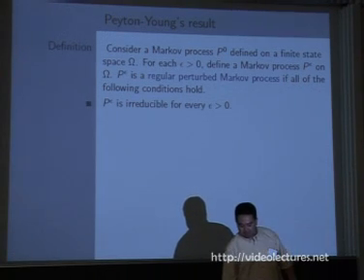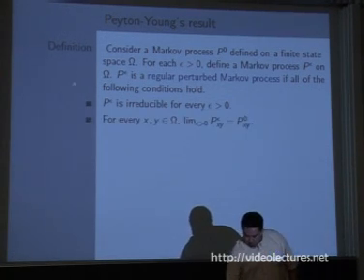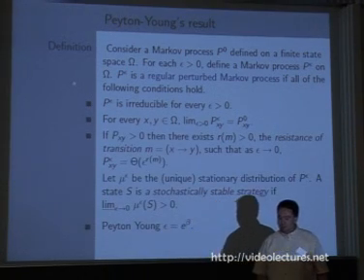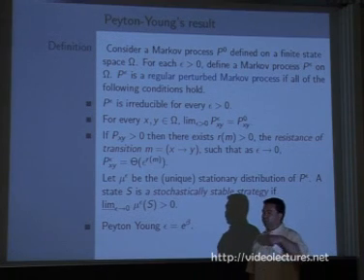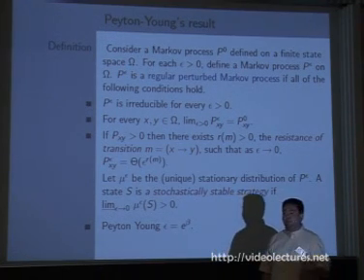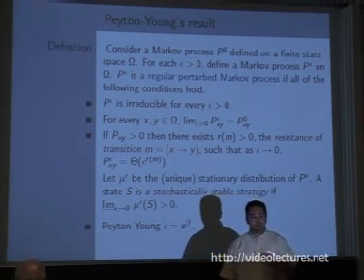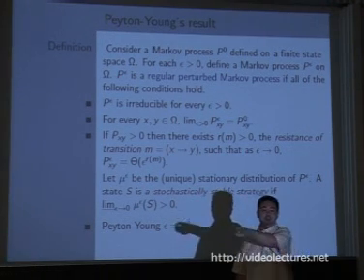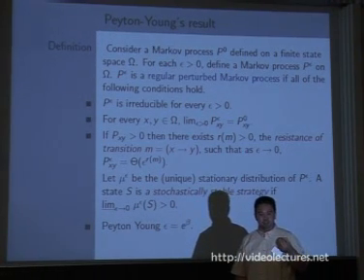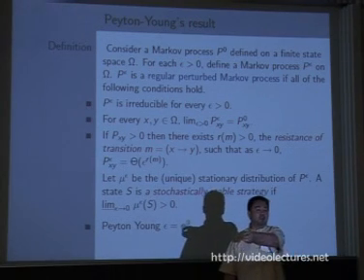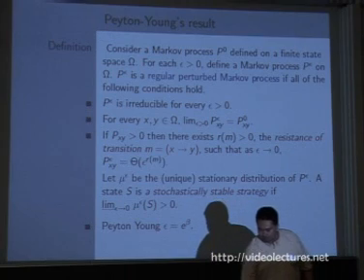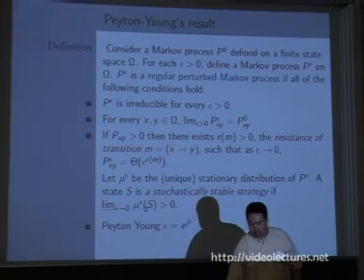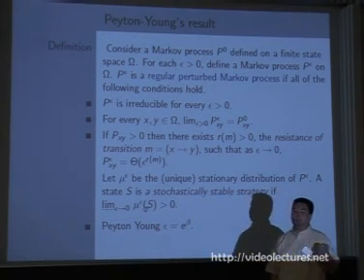And the concept that is important in this result belongs to Peyton Young, and the result is about stochastic stability. In the interest of time, what will happen is the following. When I perturb the dynamics, I will make the Markov chain ergodic. And if a state has positive probability in the stationary distribution of the perturbed chain when I turn the volume of noise down, then I will call the state stochastically stable.